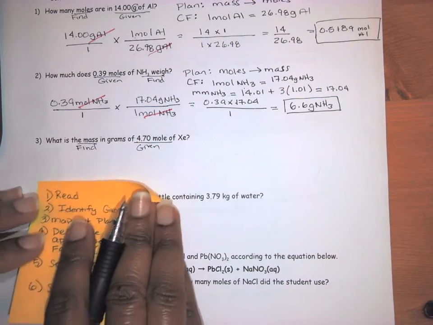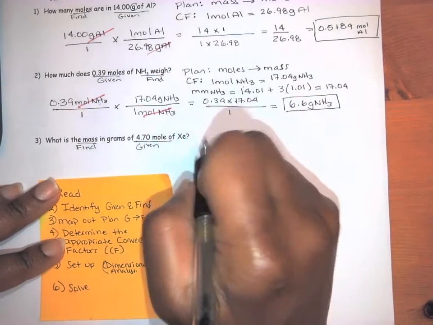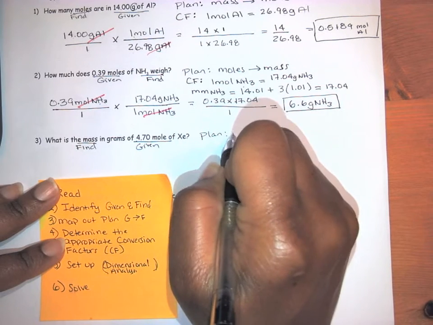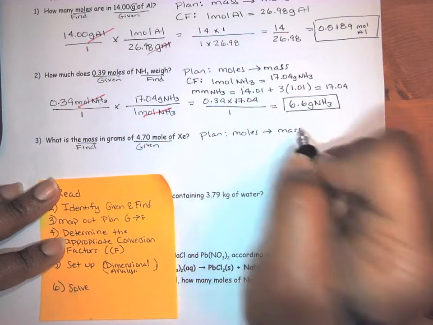Now I can go ahead and start working on my plan. So since I'm given moles and I want to find mass, my plan is to go from moles to mass.